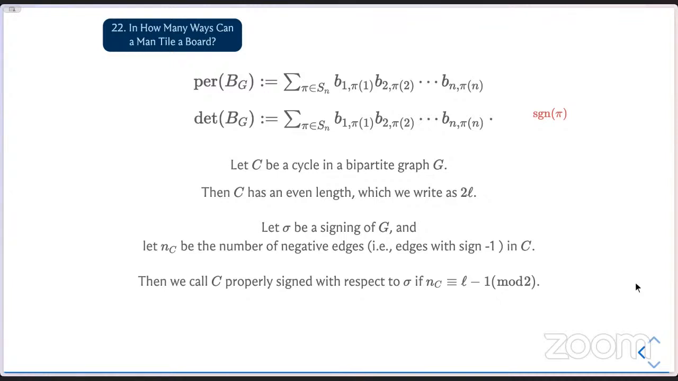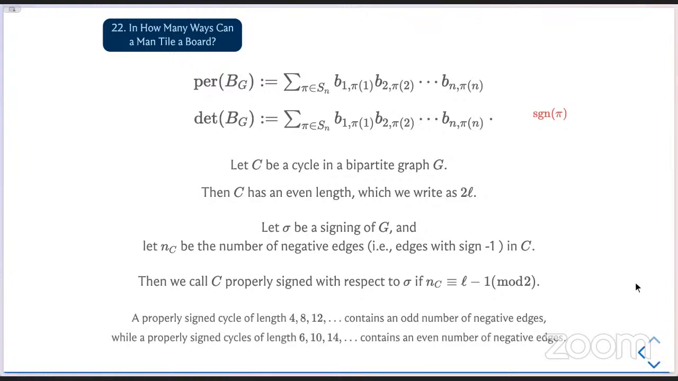All this means is, I think this is a nicer way to say it: if you have a cycle of length 4, 8, 12, and so on, so if it's a multiple of 4, then we are demanding that we have an odd number of negative edges. And if you have cycles whose lengths are 6, 10, 14, basically you leave a remainder of 2 when you divide by 4, all of these cycle lengths have an even number of negative edges. This is an easier way to think about proper signing, because at least in my head, I can't keep track of L-1 mod 2, but odd and even is okay.